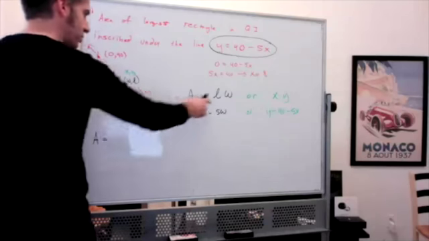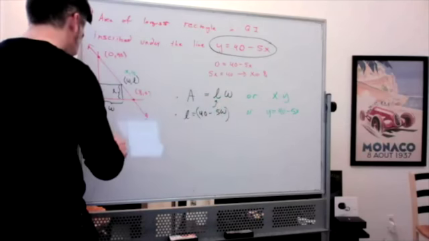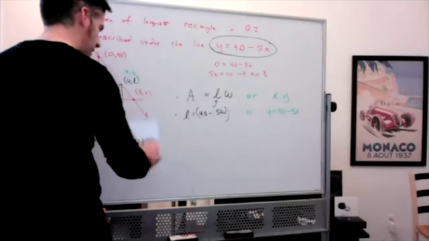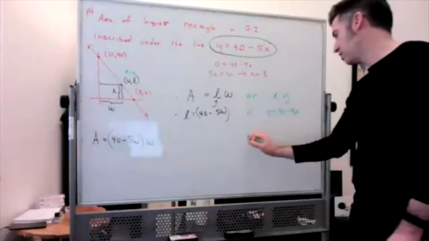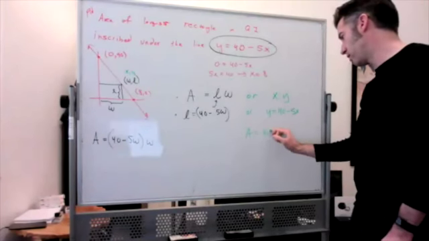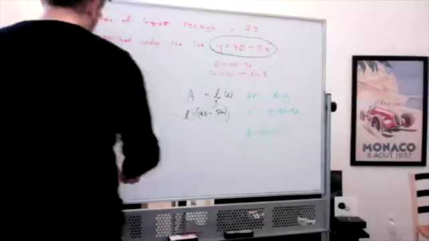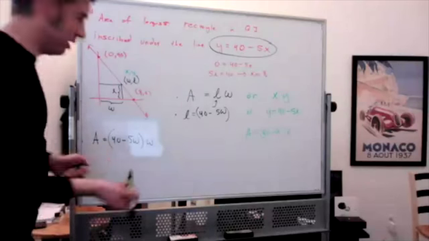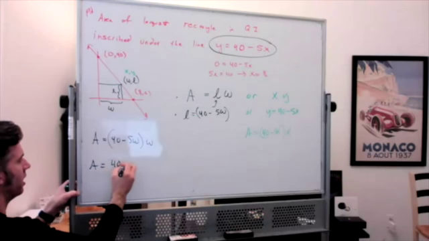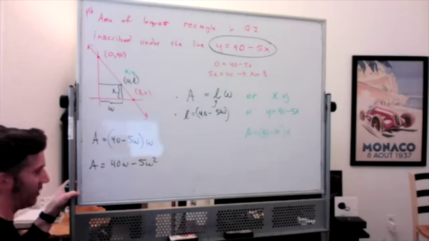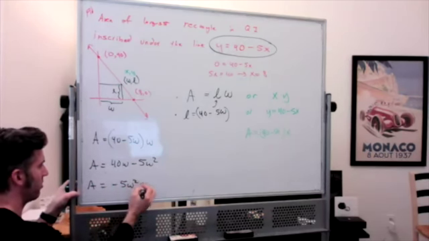So I want area equal to the length, which is this, 40 minus 5W times W. Or if you were doing it in terms of x and y, you would have area equal to 40 minus 5x times x. Then we multiply it out so that we can see it looks like a parabola or a quadratic, whatever you want to call it. This is going to be 40W minus 5W squared, but I would probably write it in the standard way, meaning area is negative 5W squared plus 40W.